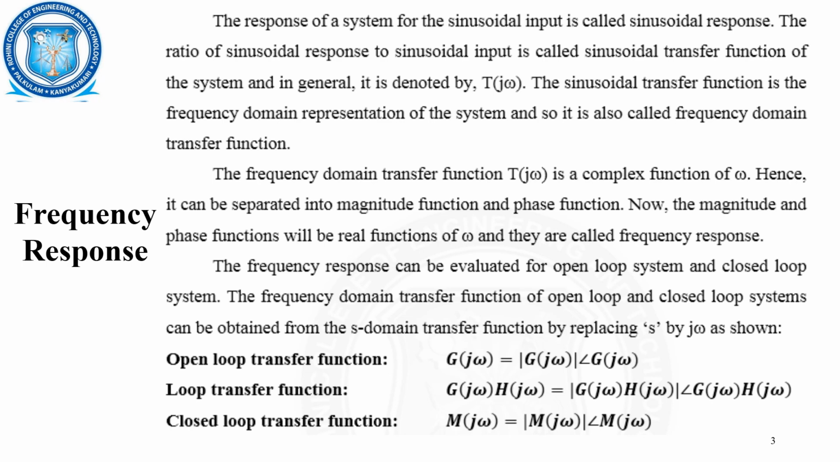Before that, let me introduce the open loop transfer function, loop transfer function, as well as the closed loop transfer function of the system. Open loop transfer function, G of j omega, can be represented by its magnitude as well as phase or angle value. Loop transfer function is nothing but G of j omega into H of j omega. And closed loop transfer function, if it is a negative feedback, can be represented as M of j omega is equal to G of j omega divided by 1 plus G of j omega into H of j omega. So this is the representation here.